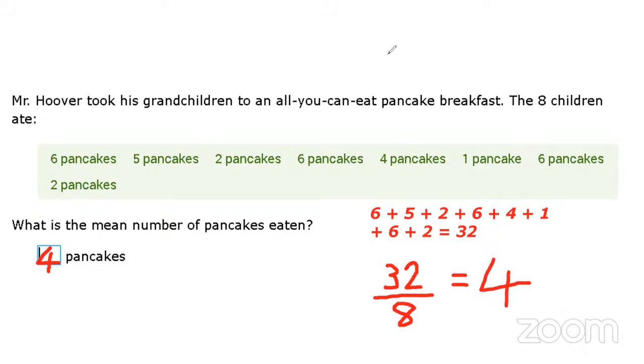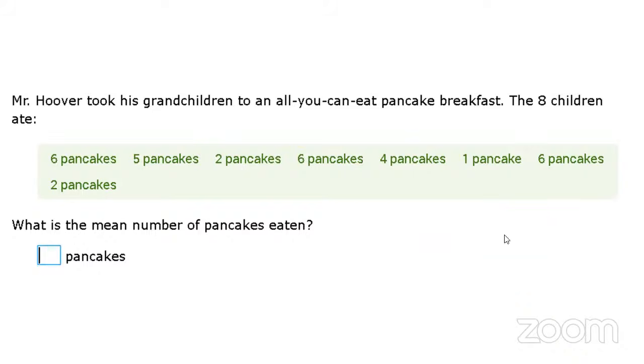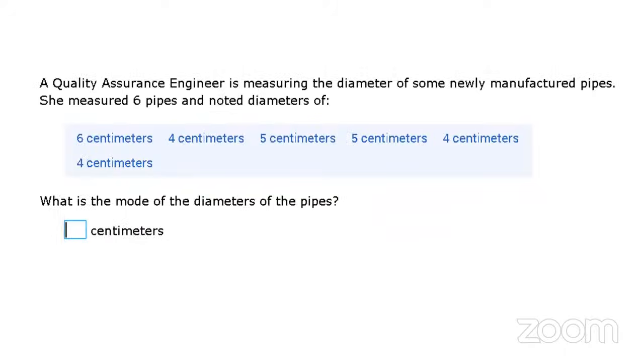All right, let's move on to our next question. A quality assurance engineer is measuring the diameter of some newly manufactured pipes. She measured 6 pipes and noted 6 diameters. All right. So the diameters that she has noted are 6 centimeters, 4 centimeters, 5 centimeters, 5 centimeters, 4 centimeters, and 4 centimeters. What is the mode of the diameters of the pipe? What's the mode? Why is that the mode?